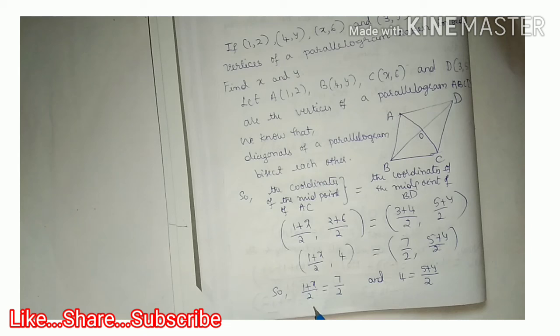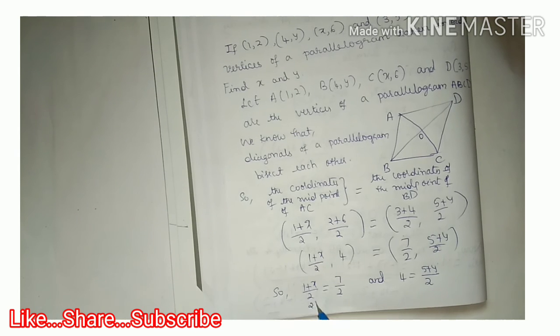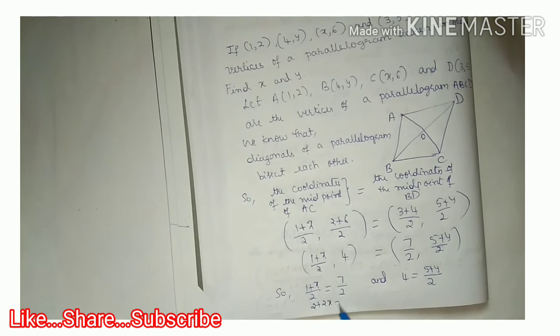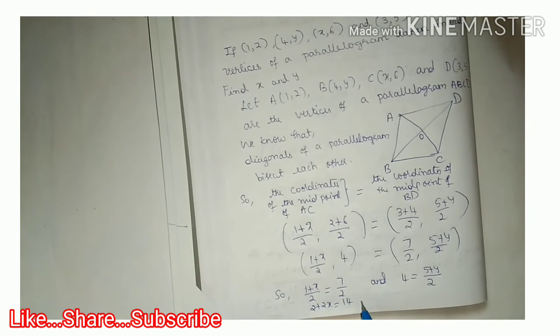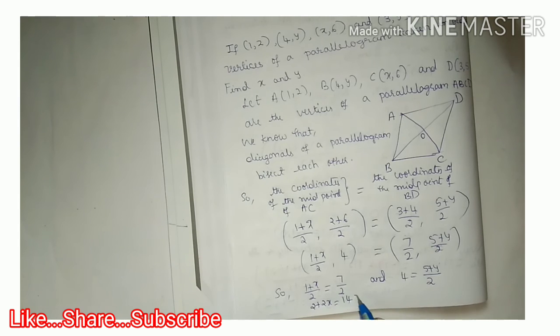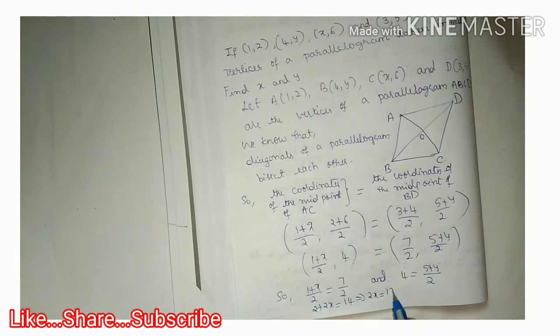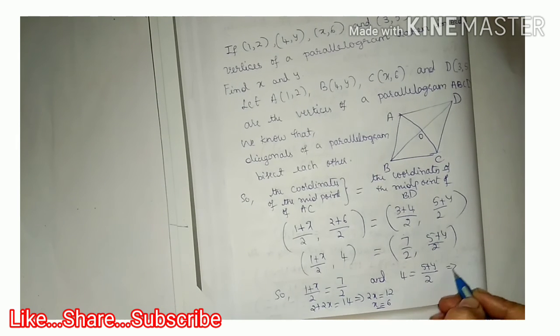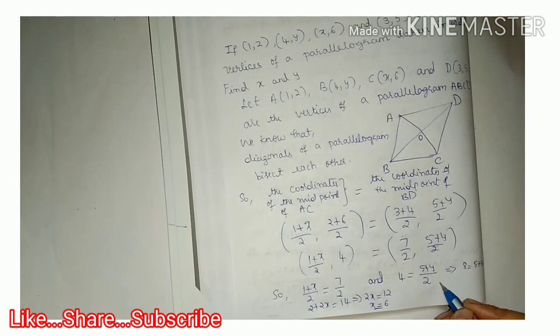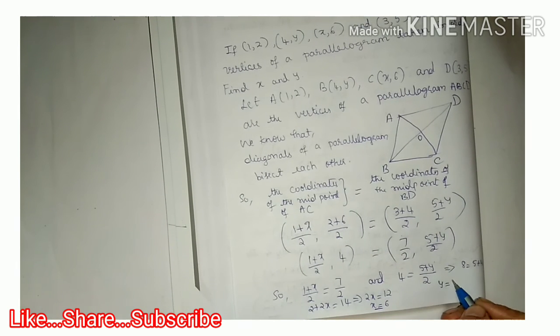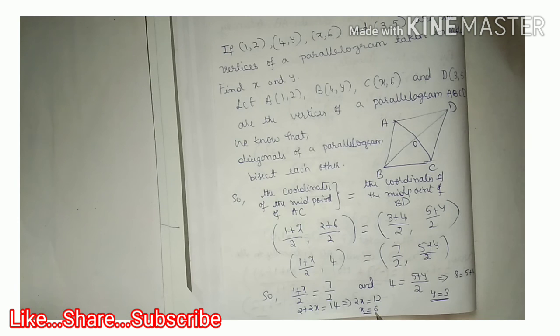Cross multiply and transposition: 2 plus 2x is equal to 14. 2x is equal to 14 minus 2, 12. It implies 2x is equal to 12, x is equal to 12 by 2, 6. Here 8 is equal to 5 plus y, y is equal to 8 minus 5, 3. The value of x is equal to 6 and y is equal to 3.